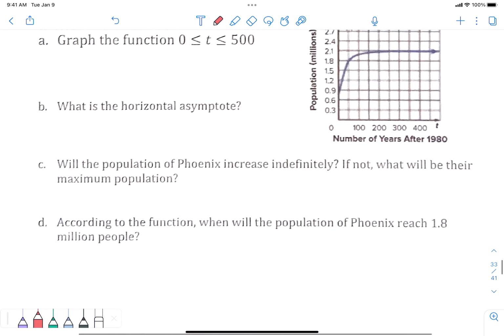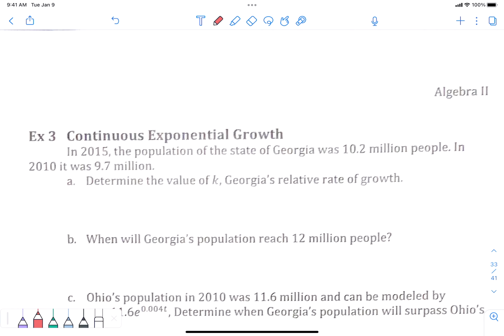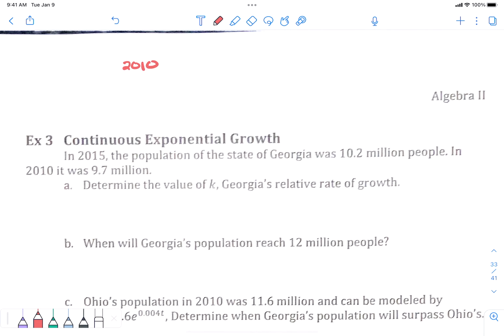Example 3. In 2015, the population of the state of Georgia was 10.2 million people. In 2010, it was 9.7 million. Which one happened first? The one they gave us second, right? So that's kind of confusing. I'm going to write that one first. 2010, the population was 9.7 million. And 2015, the population was bigger. It was 10.2 million.